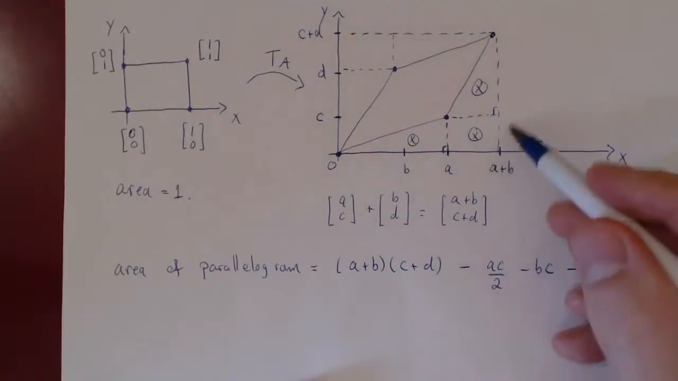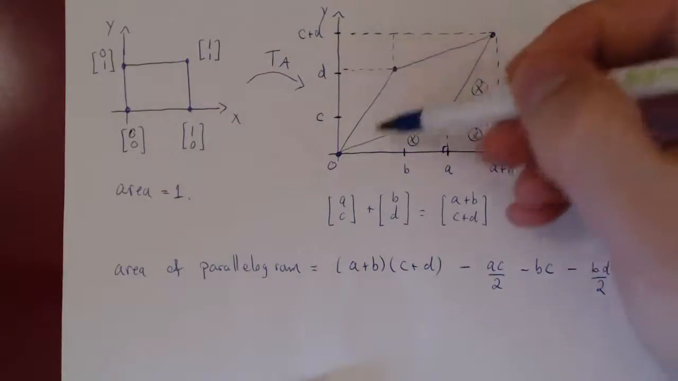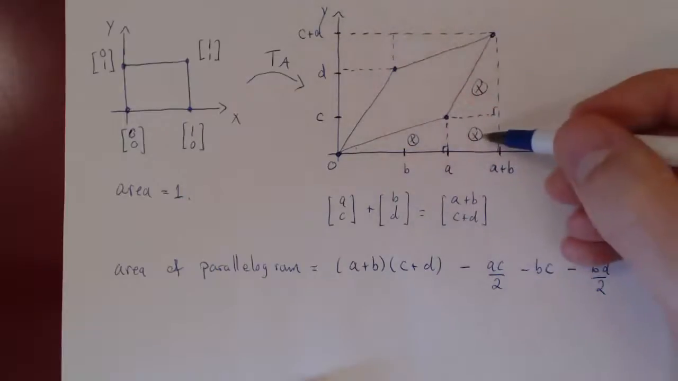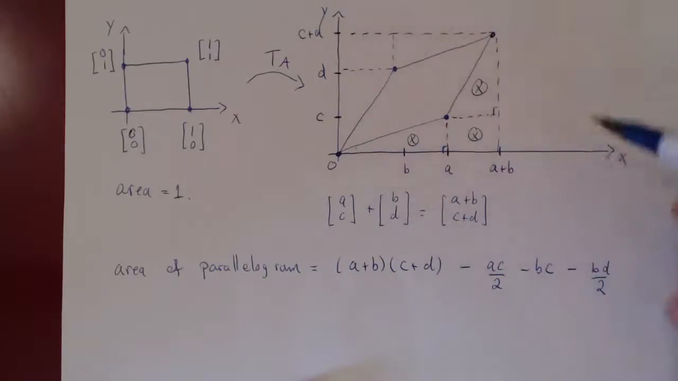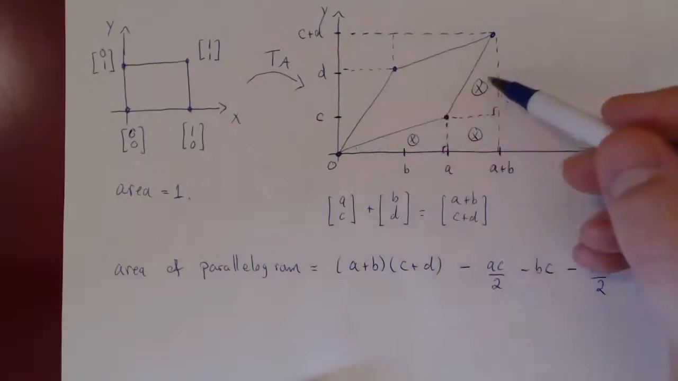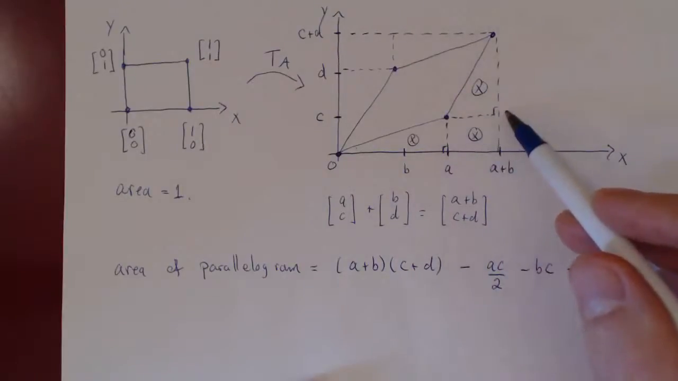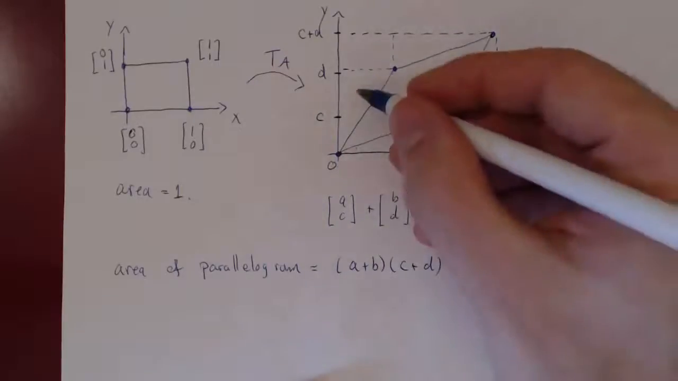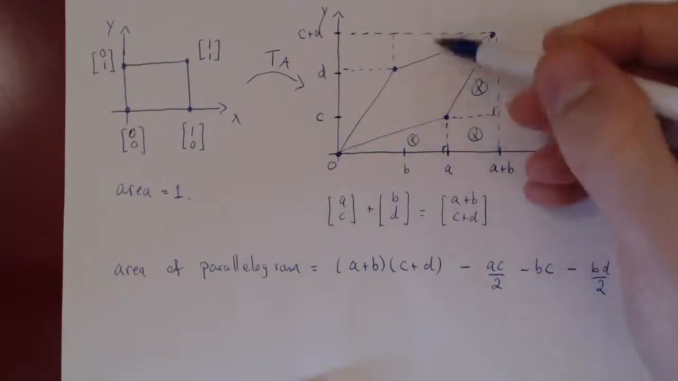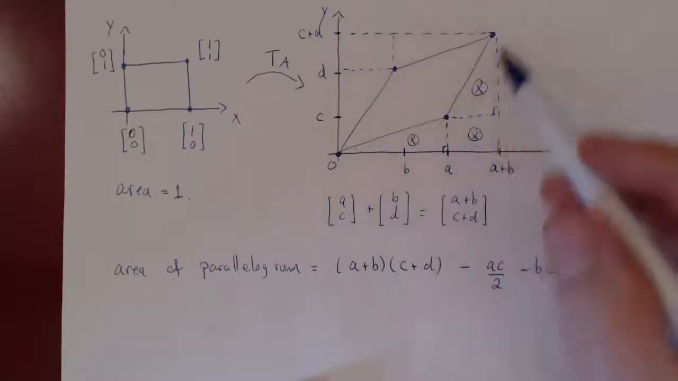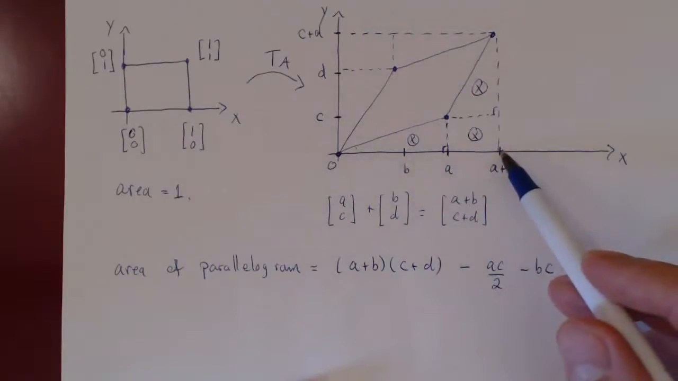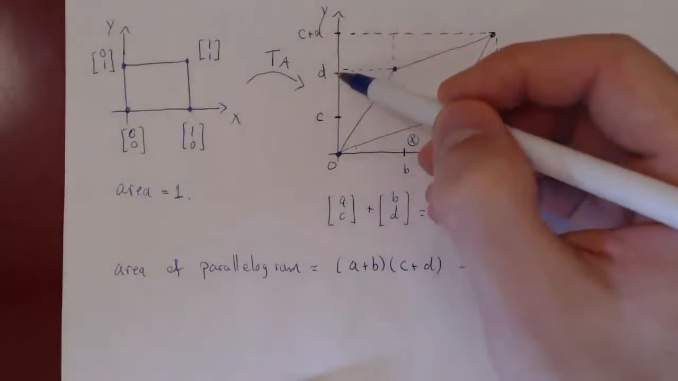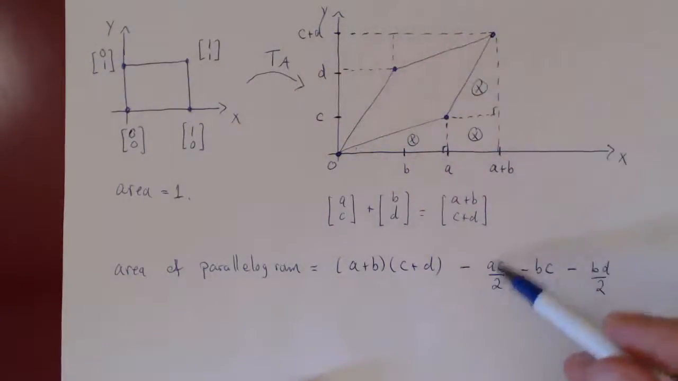This was BC, and look at this one. This is also B, and the height here is C plus D minus D, BC. So the area of these two are the same. And the same can be said with these two, right? This was base B, height D. Well, again, this is base B, height D. And finally, the area of these two are the same. The length of the base here is from B to A plus B, which is A. The height is C plus D minus D, which is C, so that's AC over 2, AC over 2.